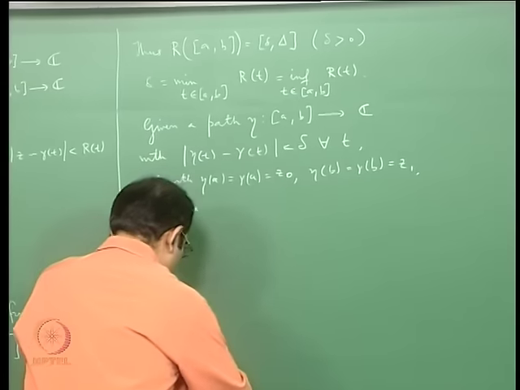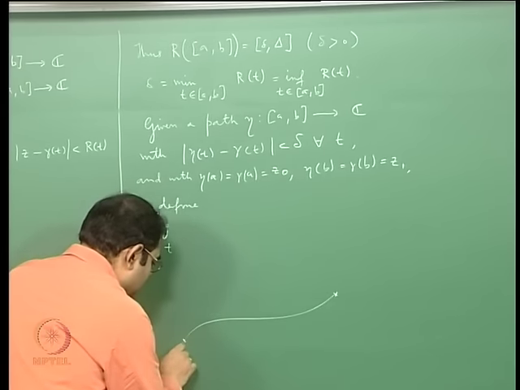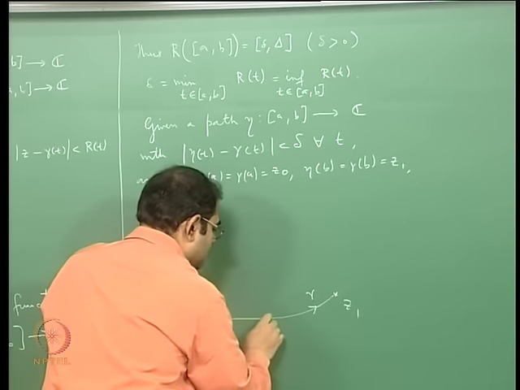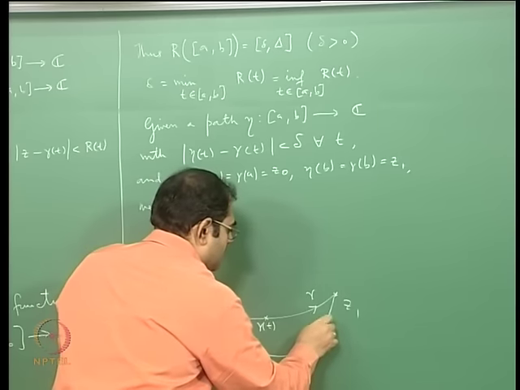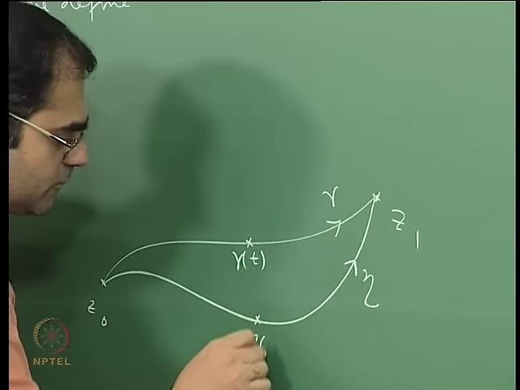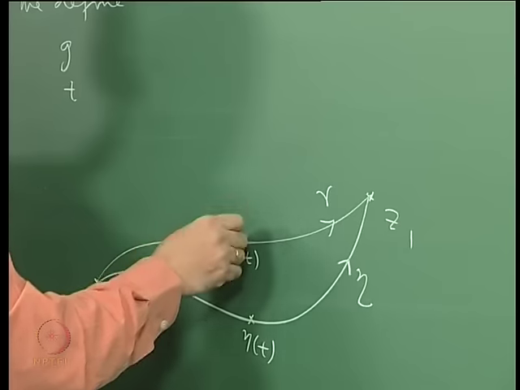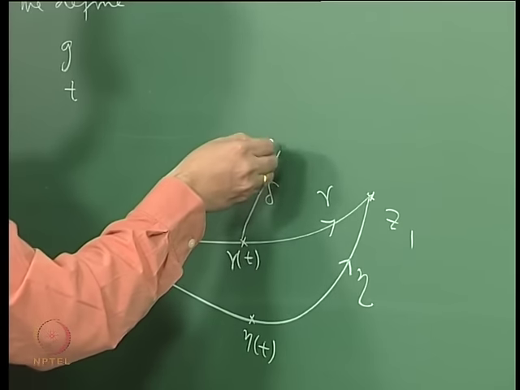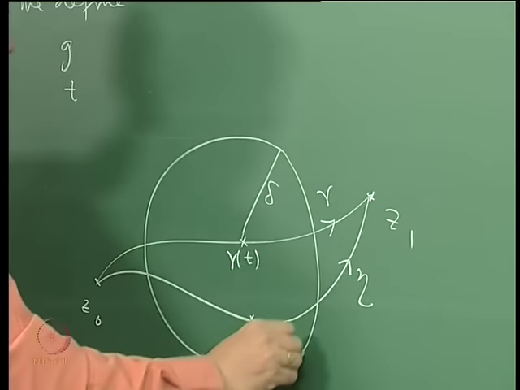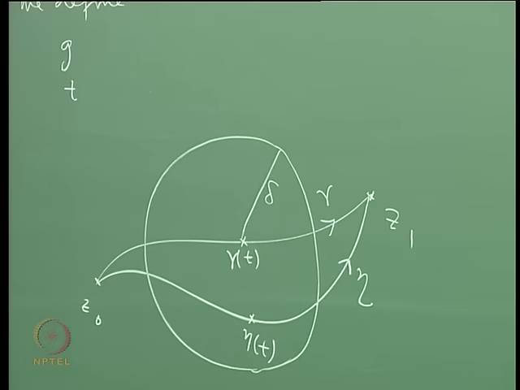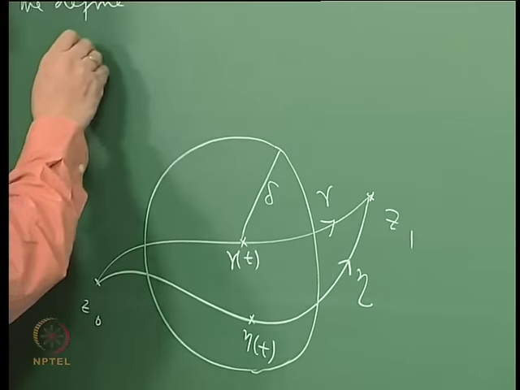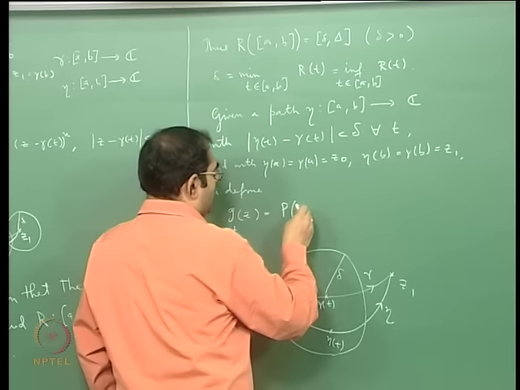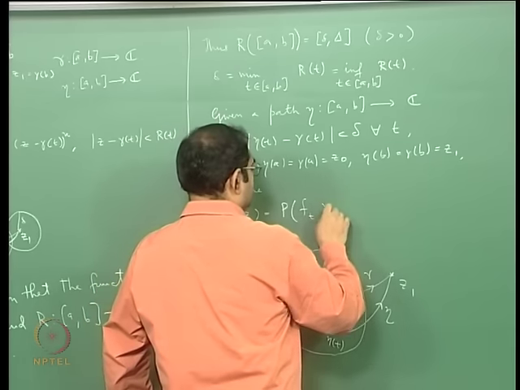See, let me draw one more diagram, no harm in drawing a lot of diagrams. So here is z0, this is z1, this is some t, and this is the path gamma. So this point is gamma t. I have a nearby path which is eta, and the corresponding point on it is eta t. The assumption is that if you draw a circle centered at gamma t with radius delta, then this circle contains eta t. So the distance between eta t and gamma t is less than delta. So what you do is very simple: you define g t of z to be equal to the power series expansion of ft centered at eta t.